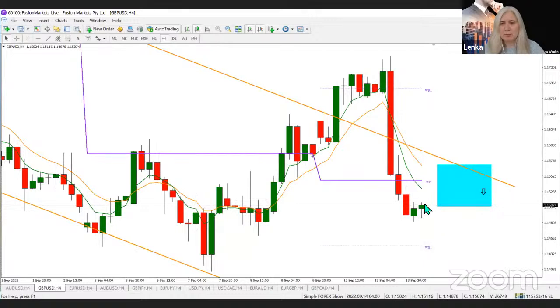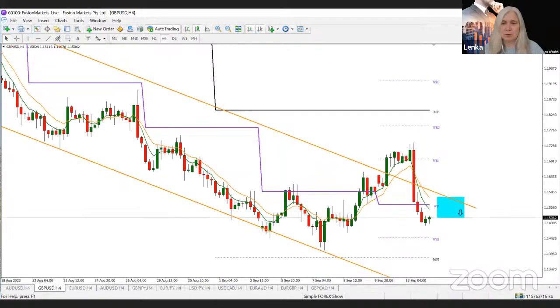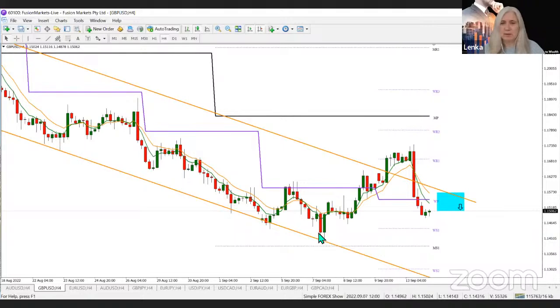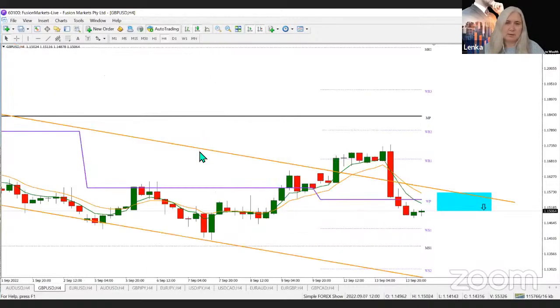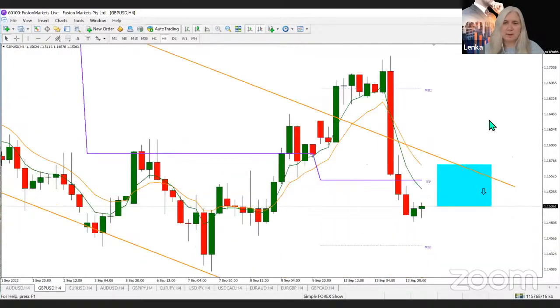So I'm looking for this price to come up, possibly a couple of bars, maybe to the weekly pivot or to the top of that channel line. And then I would be looking for a short entry and looking for short to those levels. You can take partial profits anywhere there. And that is for today. Let's see how that pans out.